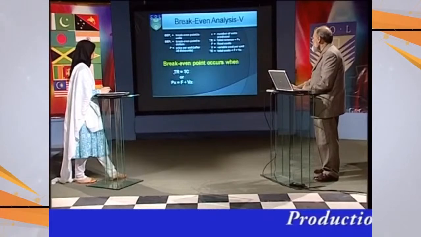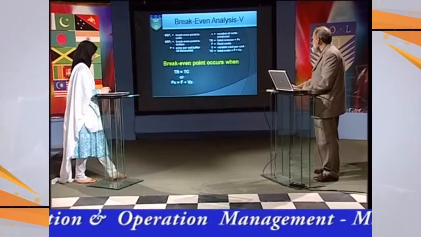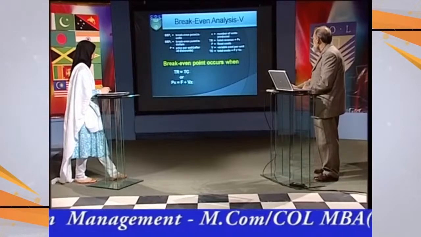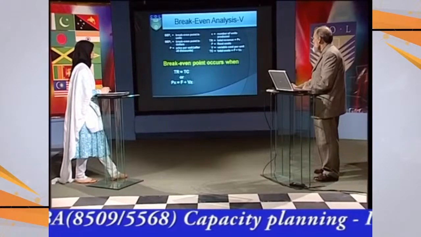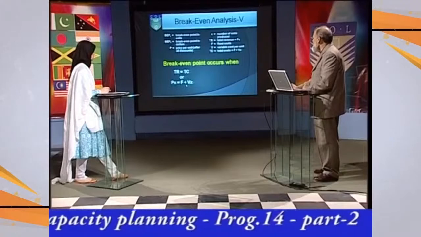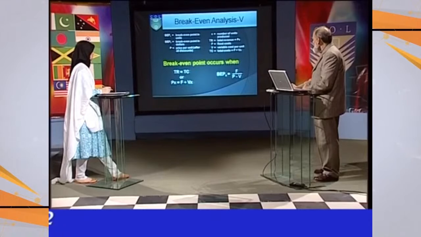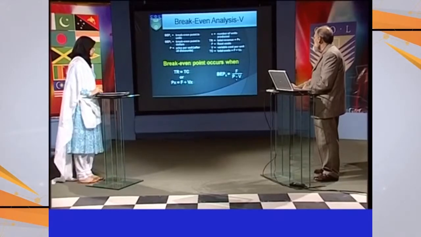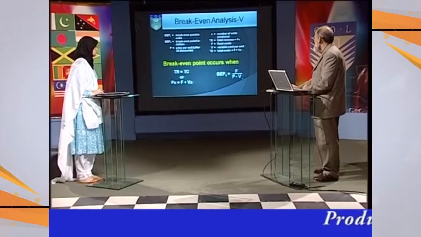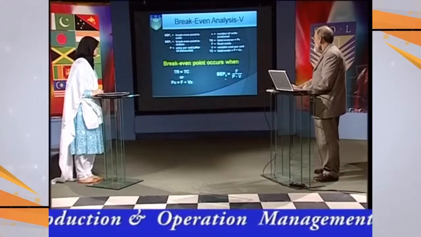Now, break-even point occurs where your total revenues are equal to total cost, or total revenue, which is PX, equals total cost, which is F plus VX. You equate total revenues with total cost. Where your total revenues and total cost are equal, that is your break-even point. Now, break-even point in terms of number of units, right? That is F over P minus V, right? P is price, V is variable cost, F is fixed cost. That is the break-even point in number of units.